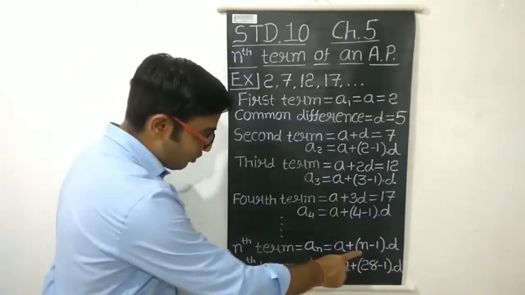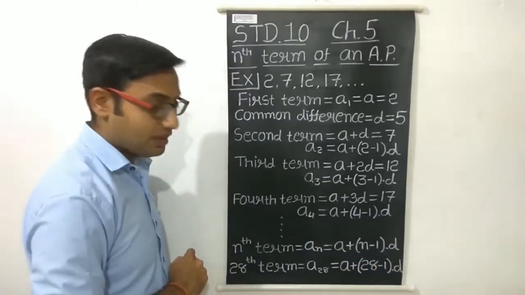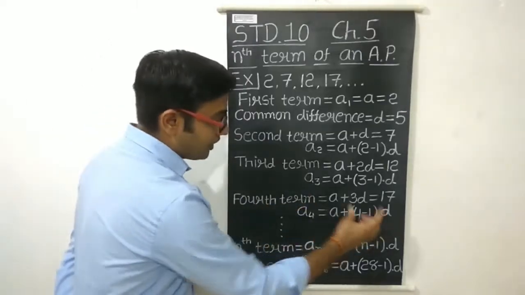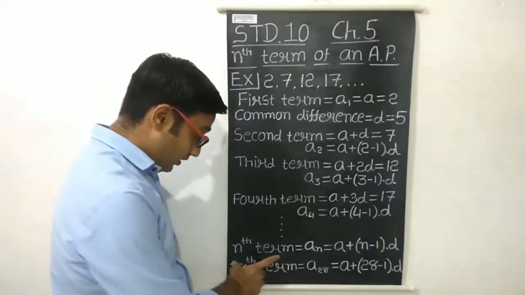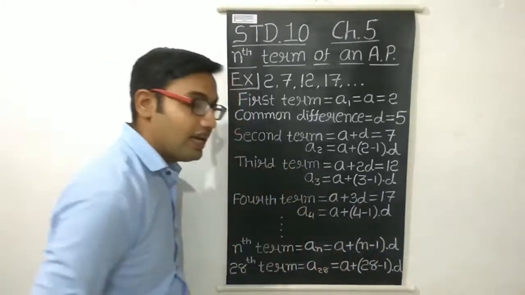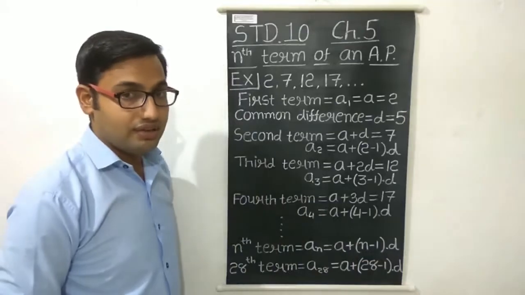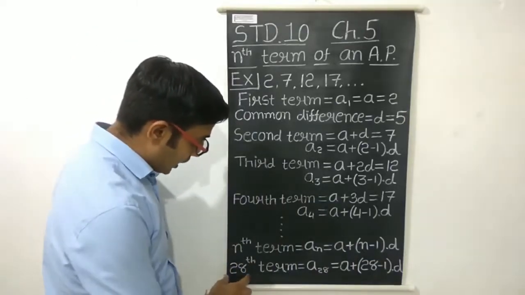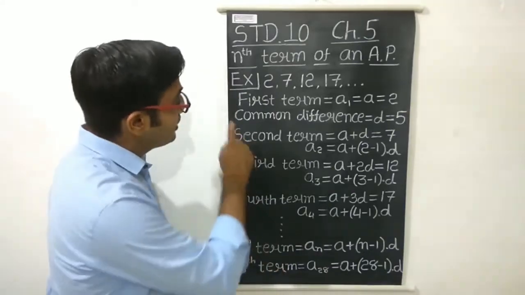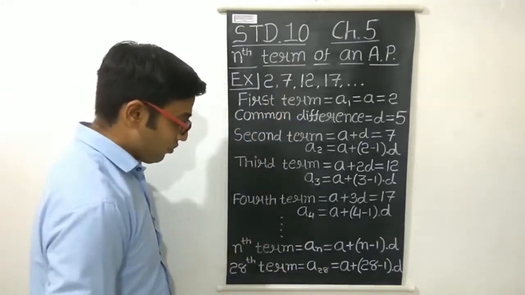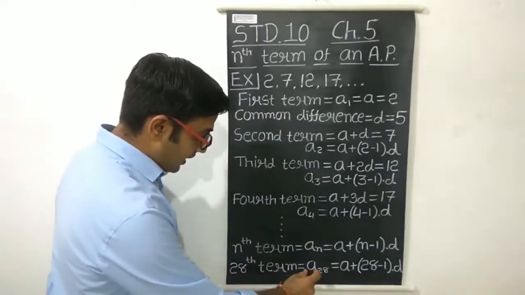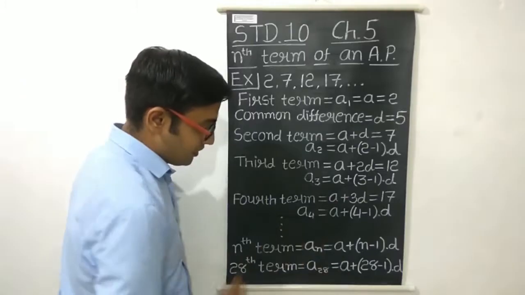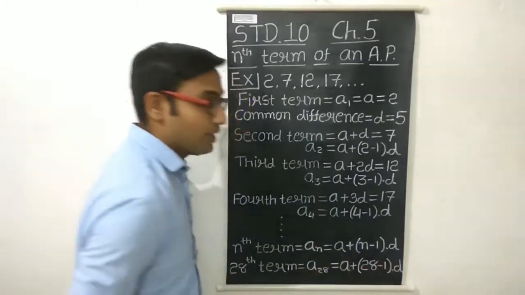Why n? Because we want to find out the nth term. Here, as we want to find out the fourth term, that is why we write 4 minus 1. So for the nth term, we have to write n minus 1. Understand? Okay. So let's take an example. Suppose we want to find out the 28th term of this AP. Then what do we have to do? We can write a28 is equal to the first term plus 28 minus 1 into d.